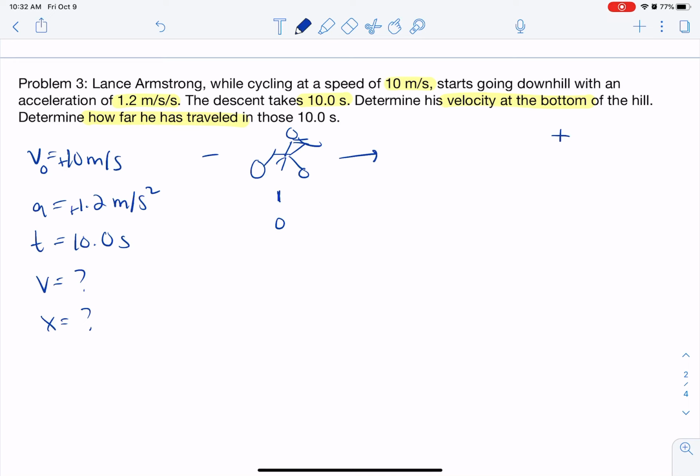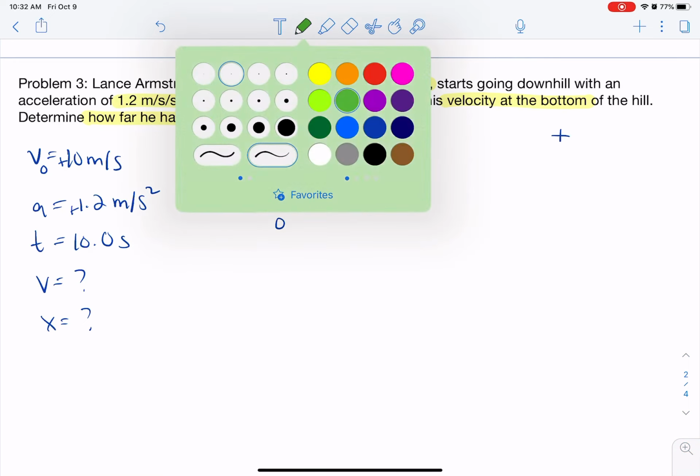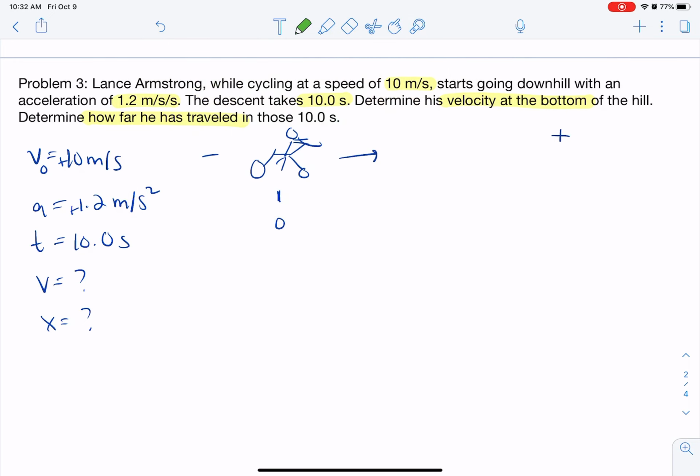Okay? So let's draw ourselves a motion diagram. Take a second and draw a motion diagram on your own now. So we know he's speeding up, so that means our dots should be getting further apart. Add my arrows, add my 0, positive, and negative. Now let's add a change in velocity, okay? And we know it's going this way. Great. Now let's calculate.